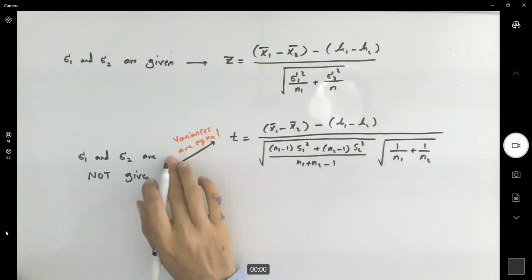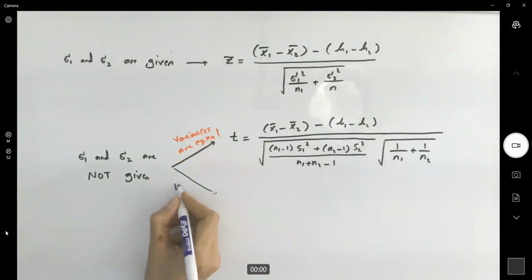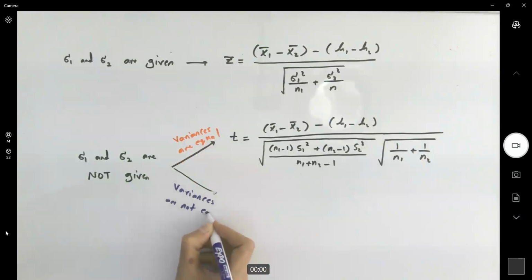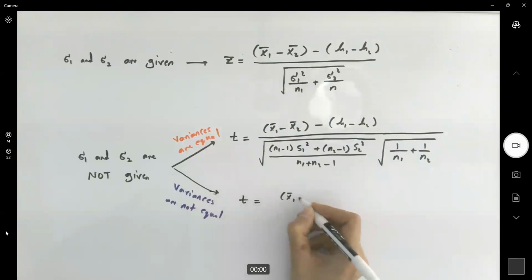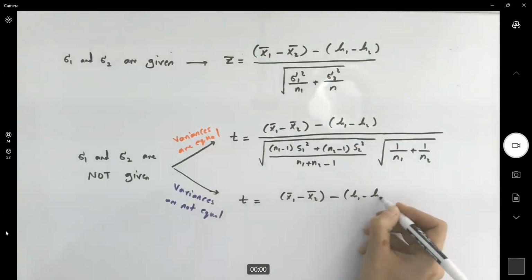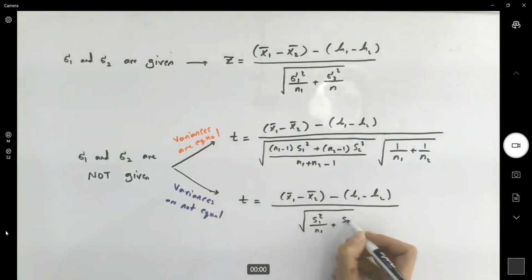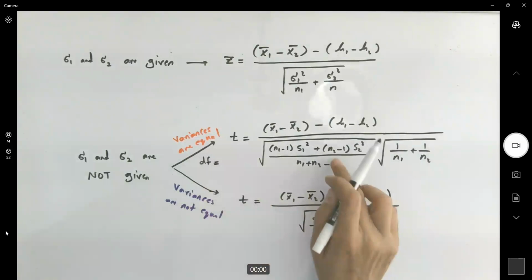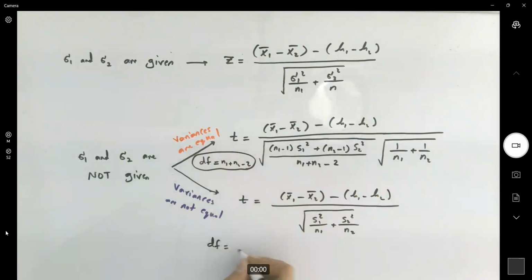The question says, hey, variances are equal. The project manager says variances are equal. If not, it says, no, there is no way that variances are equal to each other. Variances are not equal. You're going to find t, which is equal to x1 bar minus x2 bar minus mu1 minus mu2, divided by just one radical, the square root of s1 squared over n1 plus s2 squared over n2. So for the equal variances case, the degrees of freedom is n1 plus n2 minus 2. And for the unequal variances case, the degrees of freedom is the minimum of n1 minus 1 and n2 minus 1.